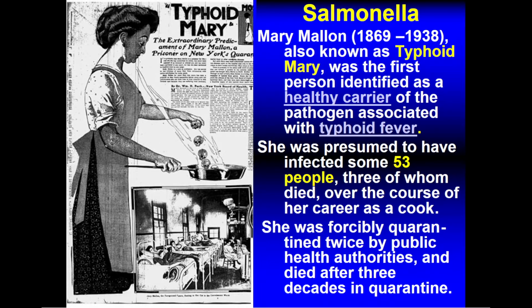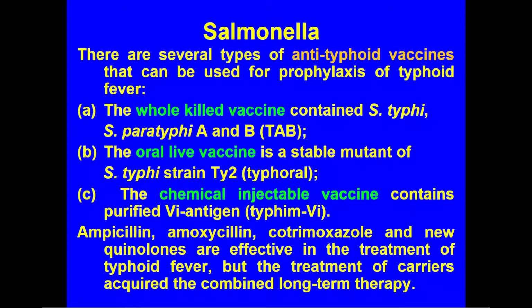The doctor suggested removing the gallbladder where she carried bacilli, but she rejected. Then she was forcibly quarantined twice by public health authorities and died after three decades in quarantine. So that's why carriers are very important in the spreading of this disease.